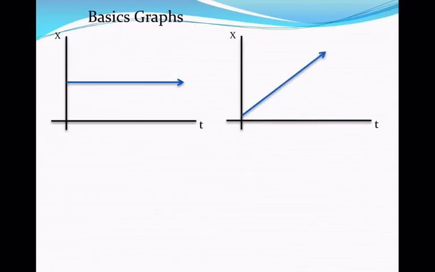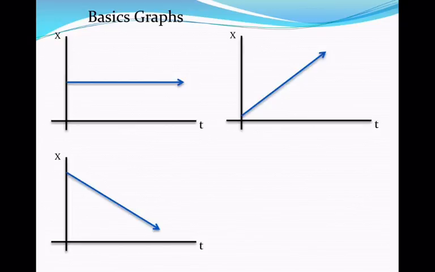Here's our next graph. Okay, this one's a little bit different. Notice that this one isn't flat, it has a slope, okay? So again, position versus time, and this person is moving in the positive x direction at a constant rate. They're just moving forward at some normal speed, okay?